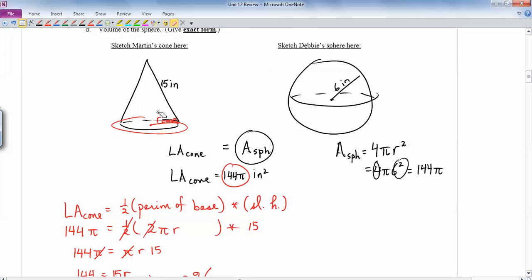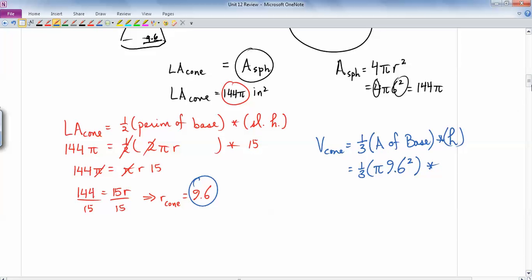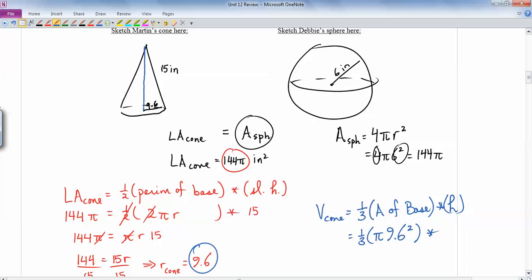Let me write this in now. So the radius is 9.6. The next thing we need is the volume of the cone. The volume of a cone, we've learned this formula, is 1/3 the area of the base times the regular height of the cone. The area of the base is pi r squared, so pi 9.6 squared. And then we need the height of the cone because we only have the slant height, so we need the regular height. I'll call that h, and then we can do Pythagorean theorem on the side here: 9.6 squared plus h squared equals 15 squared. In fact, let me move this down because it doesn't make sense to put it right there. Here, we'll just put it here.